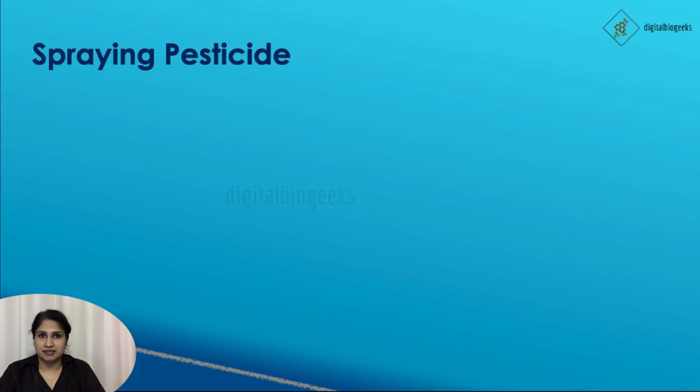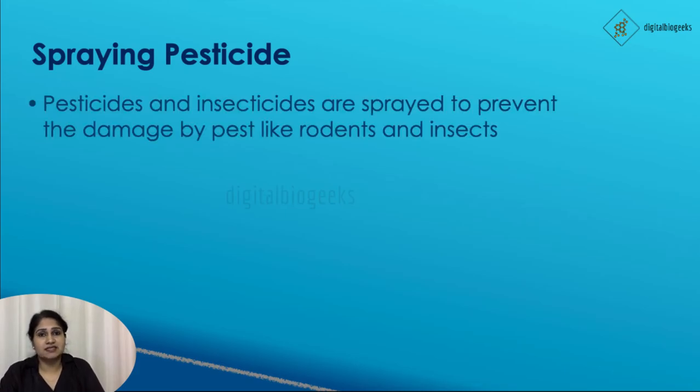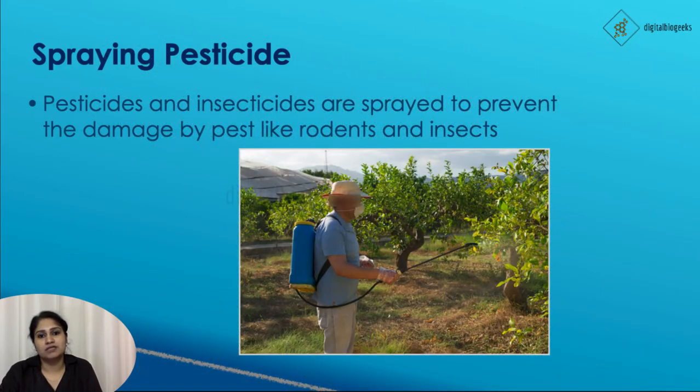Spraying pesticides. Like weedicides, pesticides and insecticides are also sprayed in the field to prevent the attack of pests like rodents and insects. This is how the spraying of pesticide is done. Here we can see he is wearing a mask and gloves. That is the precautionary measure before spraying pesticide, weedicides or insecticides.